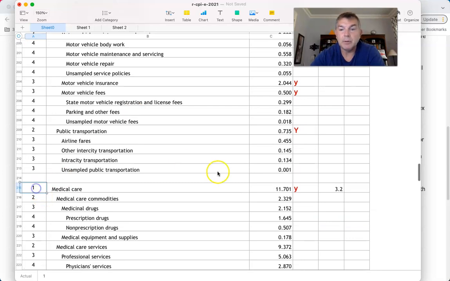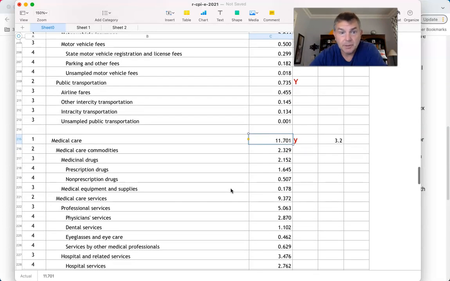We've got 1 for medical care. Now, this is a big one right there. Medical care represents 11.7% of your total for an old person's cost of living. Medicinal drugs. Medical services. So medical care is number 1, 11.7. Number 2 is medical care commodities and medical care services. You add those 2 up and you're going to have 11.7. Isn't that interesting? Number 3, medicinal drugs. Number 3, hospital. It's very interesting how they break it down.